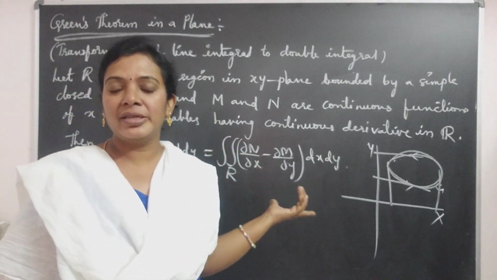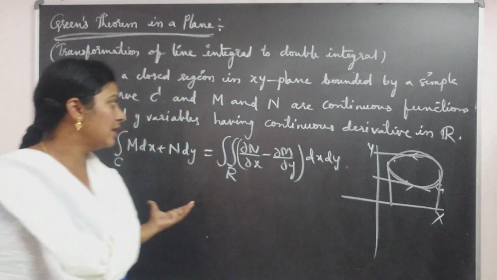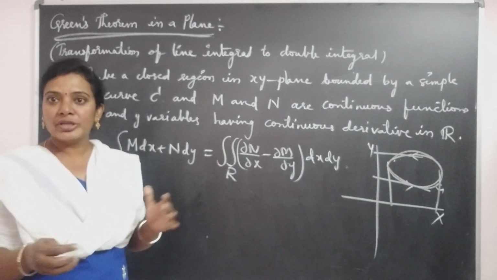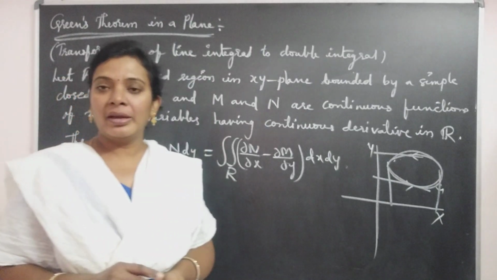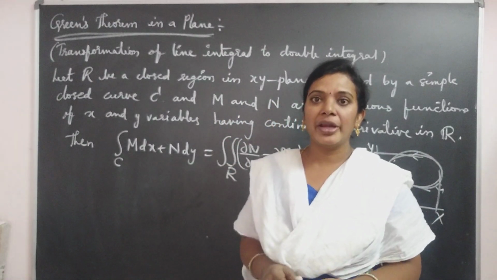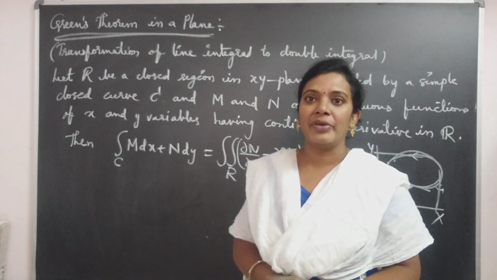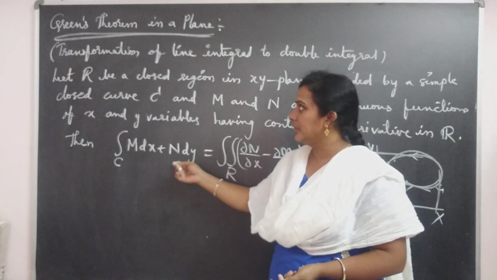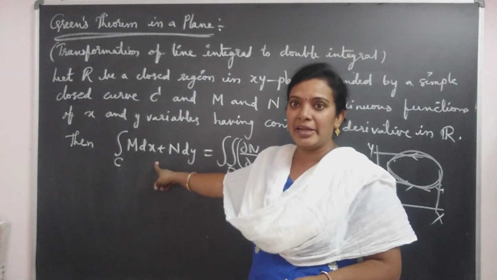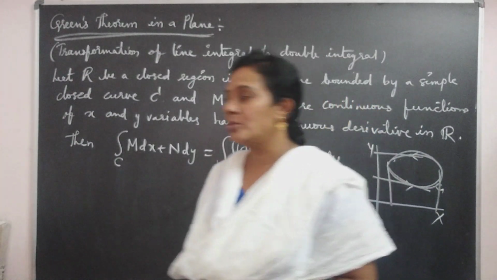By using Green's theorem, we can verify the given problem. That is, we can prove that LHS is equal to RHS by using the relation of the given curve, which is bounded in a closed region capital R with the limits. By using those conditions, we can calculate and verify Green's theorem, that is the integral over C of M dx plus N dy equal to the double integral over R of dou N by dou x minus dou M by dou y.